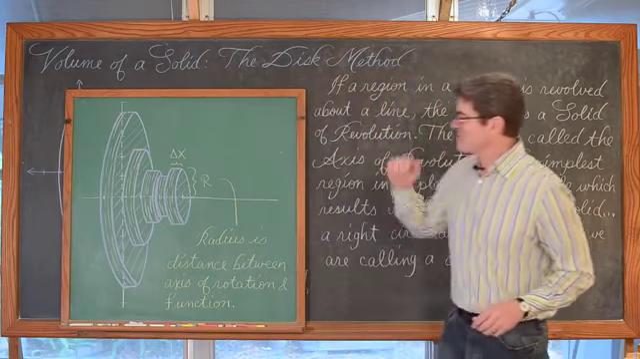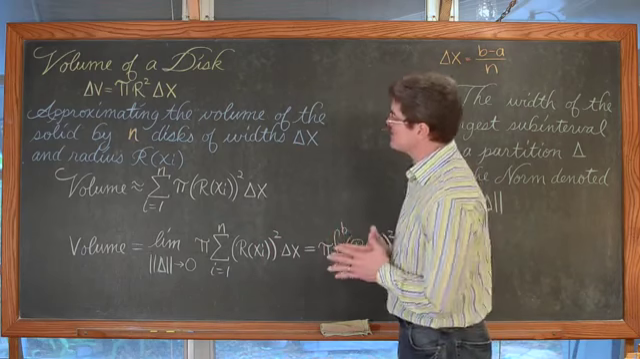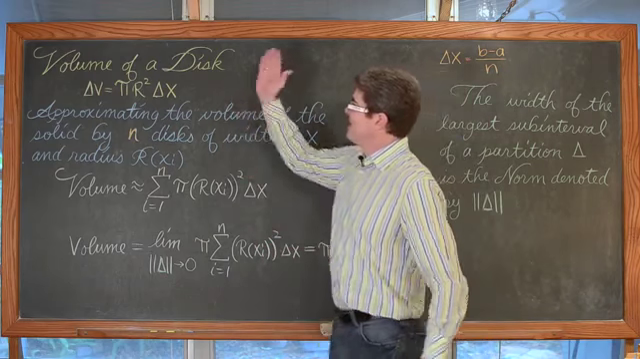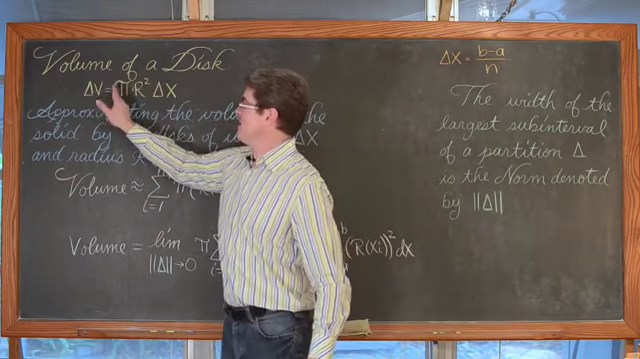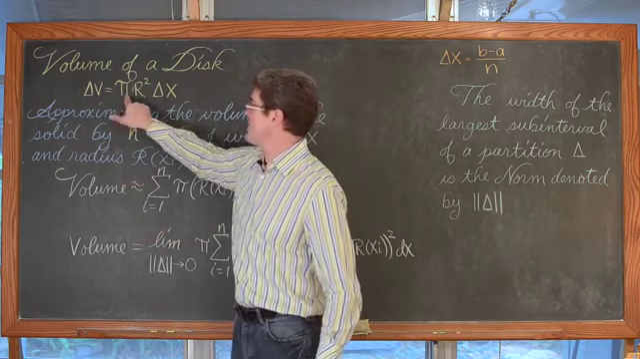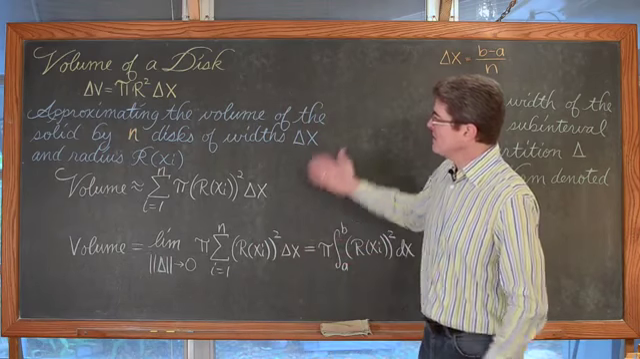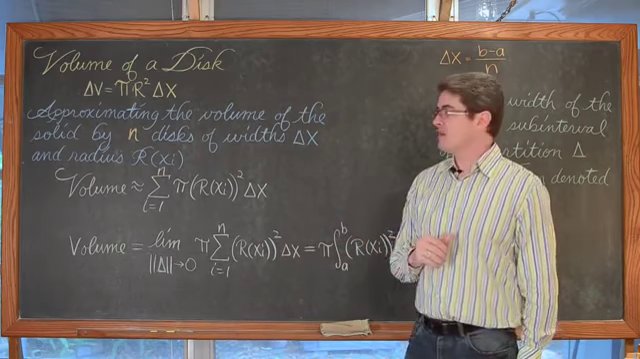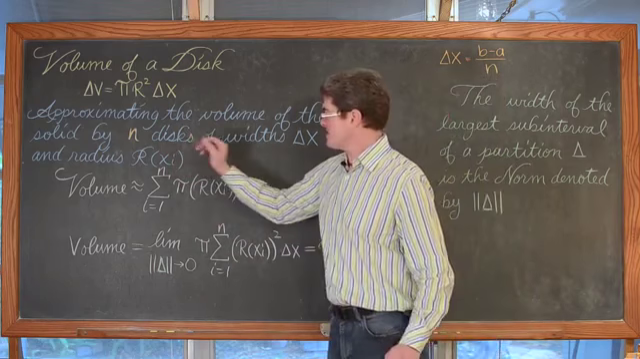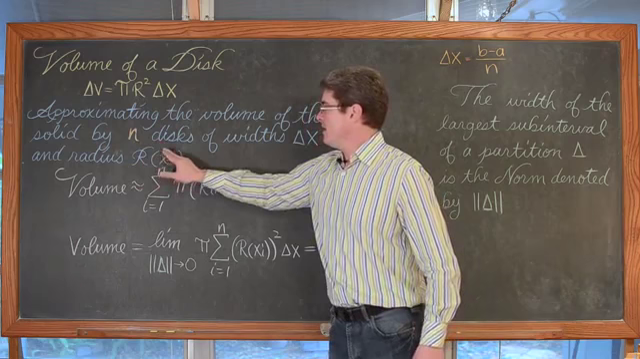All right, let me get this cleared off and get to our next page of notes. Now, how do you find the volume of disks when you have a whole bunch of them? Let's put this in some calculus notation. The volume of a disk, delta V, is equal to pi times r squared times delta x. We can see that is pi r squared times the height that we had back in geometry. Approximating the volume of a solid by n disks of widths delta x and radius r of x sub i.